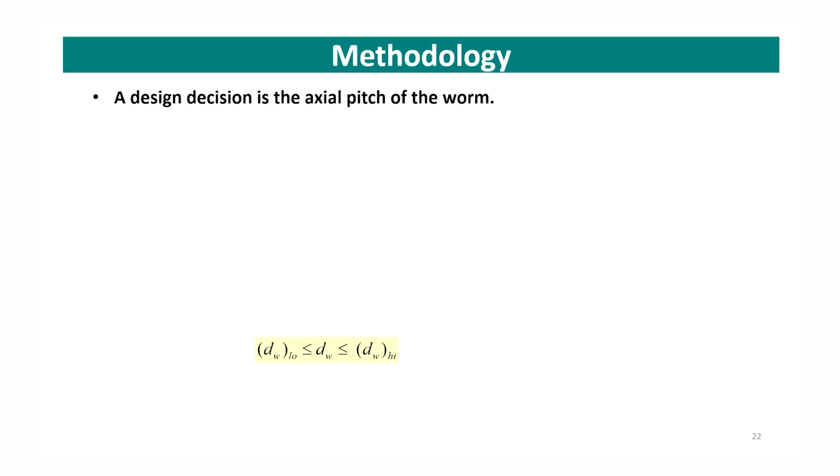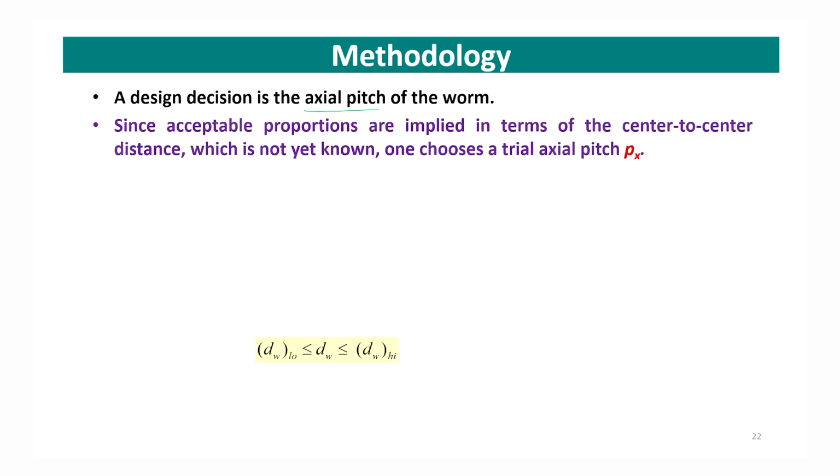The methodology is, the design decision is the axial pitch of the worm. In the previous cases, we were starting with the module of the gear, but here the axial pitch is an important parameter, and we will start with a trial axial pitch. Since acceptable proportions are implied in terms of center to center distance, which is not yet known, one chooses a trial axial pitch.